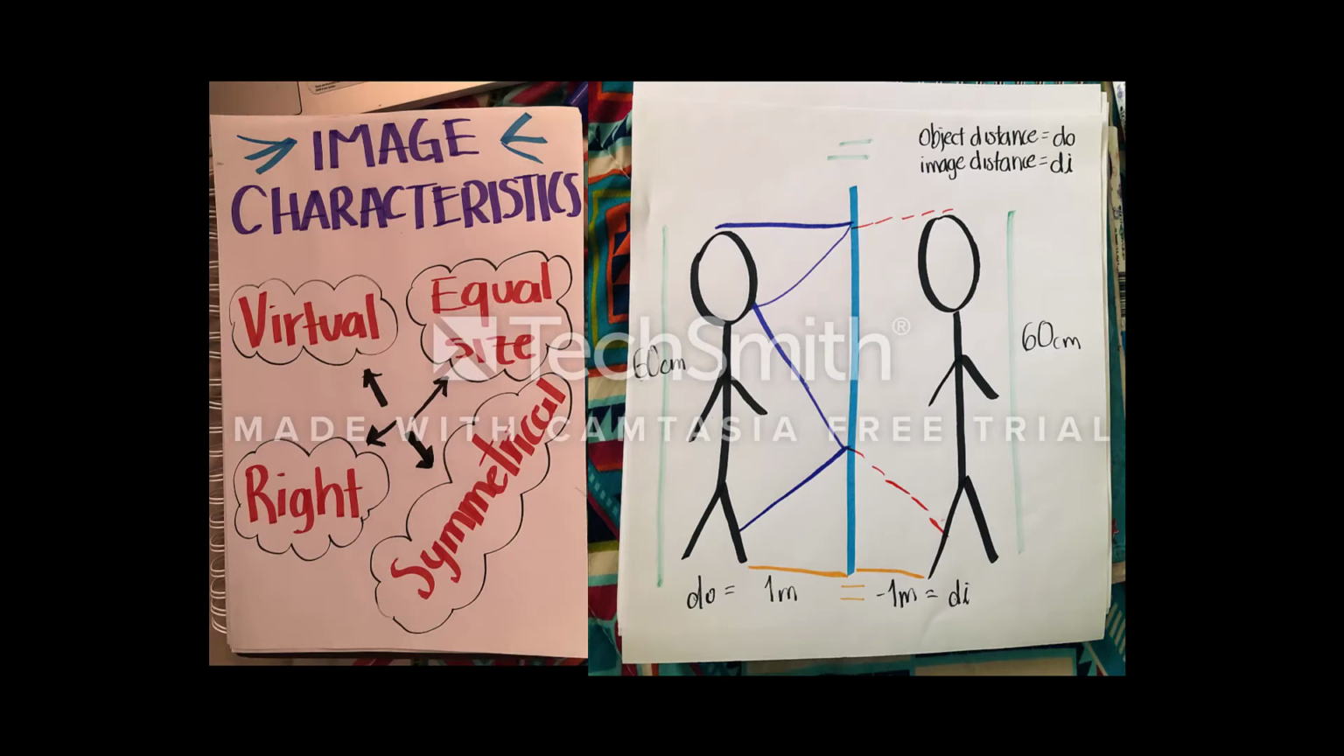That image is virtual. Virtual because it's a prolongation of the reflected rays. The child observes his image behind the mirror, but notice that behind the mirror there is nothing. That's why we say that it's virtual. Of equal size. If the child measures, for example, 60 centimeters, his image will also measure 60 centimeters. The sense of the image is equal to that of the object, and it is symmetrical.